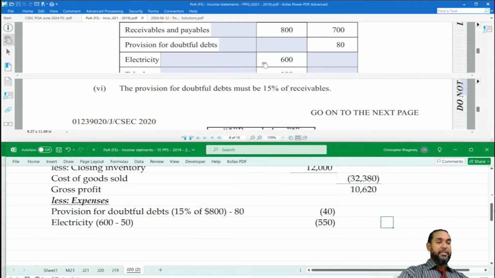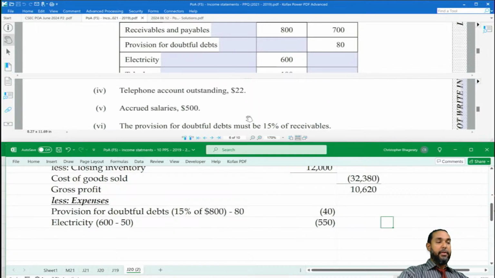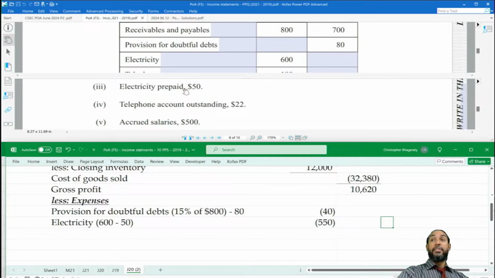Right, so I have electricity 600. Now it says down here, electricity is prepaid. We subtract prepaid amounts. So you're going to take that 50 away from the 600 and you're going to get 550.